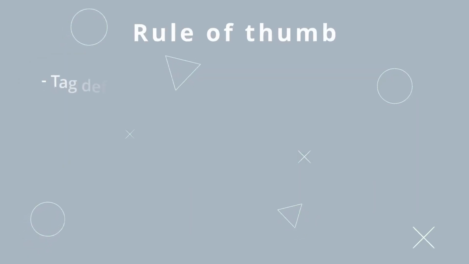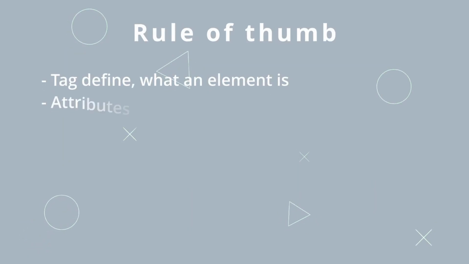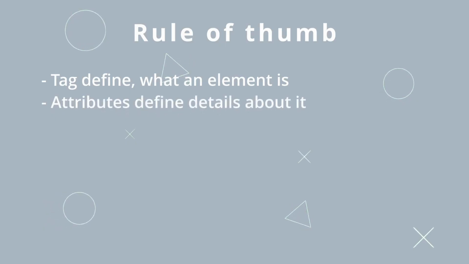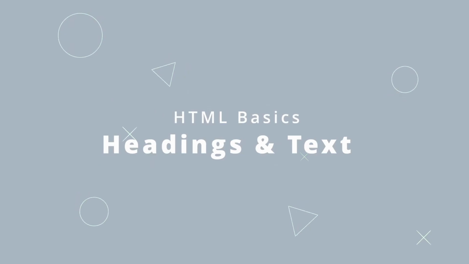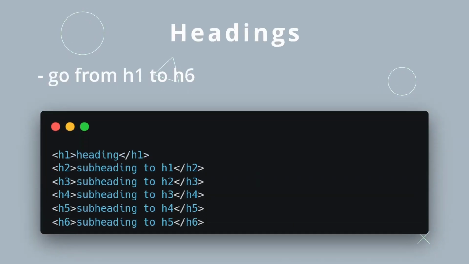Rule of thumb, tags define what an element is. Attributes define details about it. And this is what attributes in HTML are. Today, we'll learn headings and text in HTML. Headings go from H1 to H6, and they define titles or subtitles on a page.